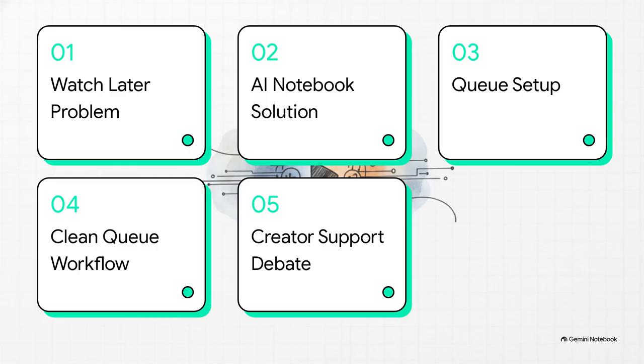Well, here's our roadmap for today's explainer to tackle exactly that. We'll start by unpacking that watch later problem, then we'll introduce the AI notebook solution. After that, we'll walk through the step-by-step setup, look at what we're calling the clean queue workflow, and finally, we're going to dive into a really fascinating and honestly important community debate regarding creator support.